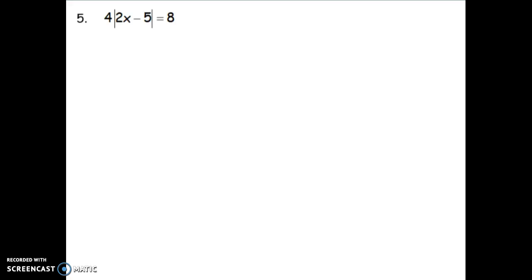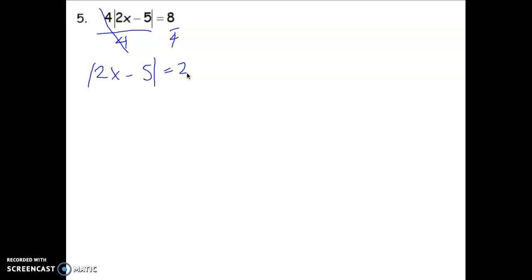Okay, this one is going to start off the same way. I need to get that absolute value quantity by itself. All right, the 4's cancel out when I divide. And 8 divided by 4 is 2.